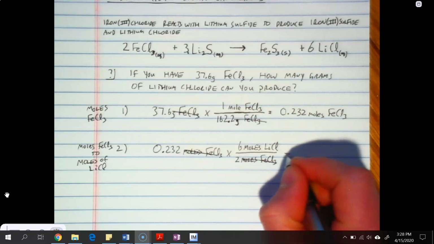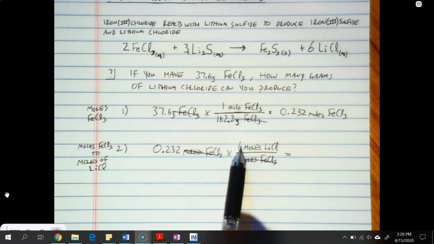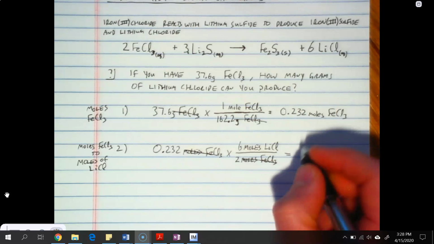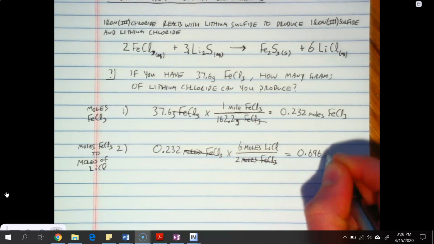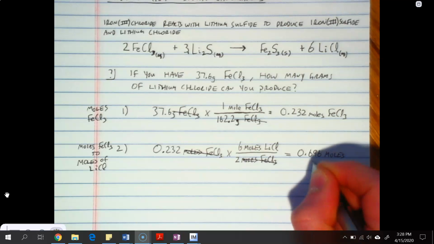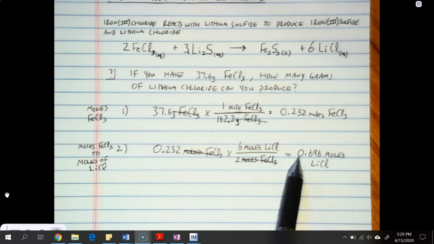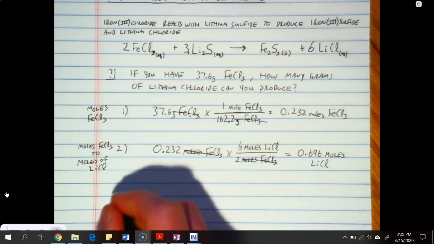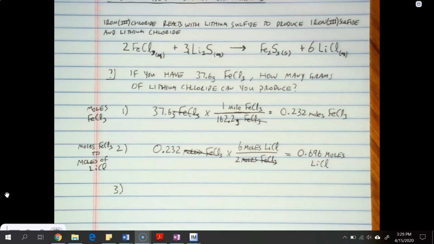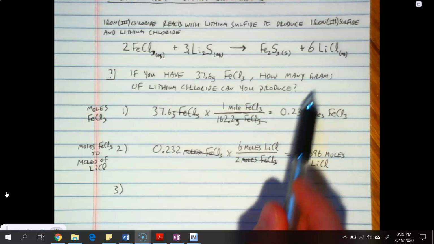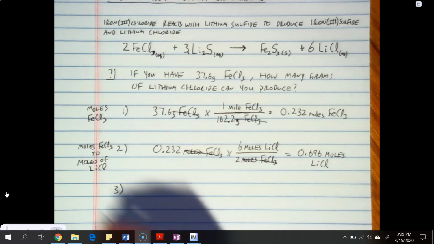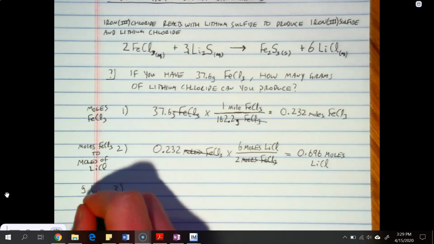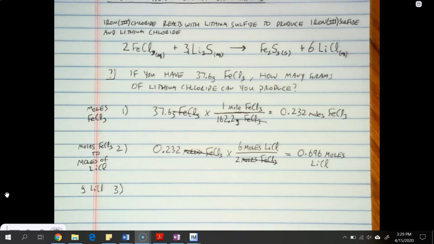Okay, so after multiplying by 6 and then dividing by 2, you should have gotten 0.696 moles of LiCl. Right? Step 3 would actually allow me to answer my end question here. How many grams of lithium chloride do I produce? So now this is grams of LiCl.